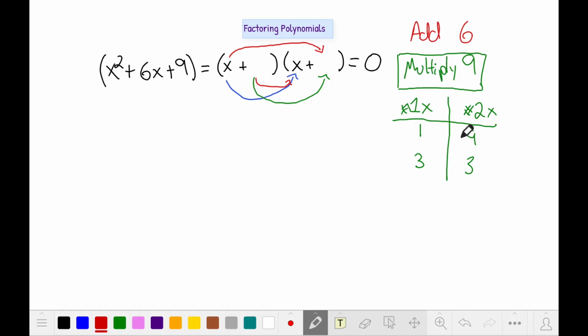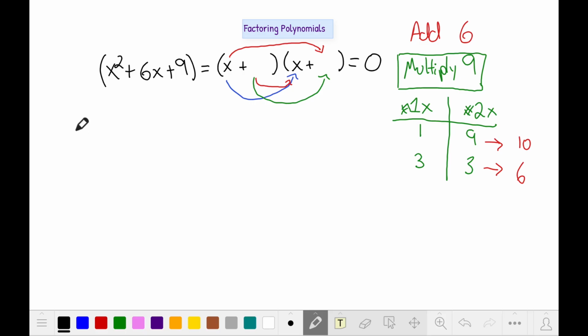So if I added the 1 and the 9, then that means that we'll have a 10. And if we do the 3 and 3, we'll have a 6. So I can see here 3 and 3 multiply to the green 9, which is what I want. They add up to the red 6, which is what I want. So that way I know that the non-x term and the x terms multiplied together and then added will give me the right number, which is 6. And then the non-x times the non-x, the 3 and the 3, will give me the multiplication that I want.